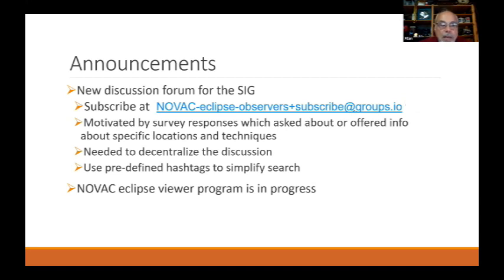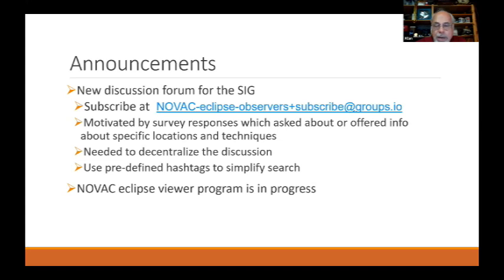Just want to mention that NOVAC's Eclipse Viewer acquisition program is in progress. We have information that the donation from MITRE was received. Dan's working with Tommy Domingue, the NOVAC treasurer, on getting that going. We'll distribute information about that over Groups IO, and there'll be some general notifications to NOVAC members also, because it's for the Eclipse glasses, which work for partial phases. So it's important for members who aren't going to the center line to have it, as well as people who are traveling to the central line, and it'll also be distributed as part of outreach.